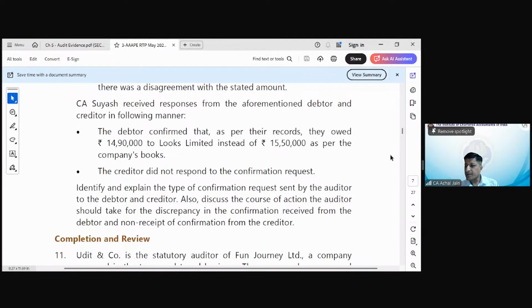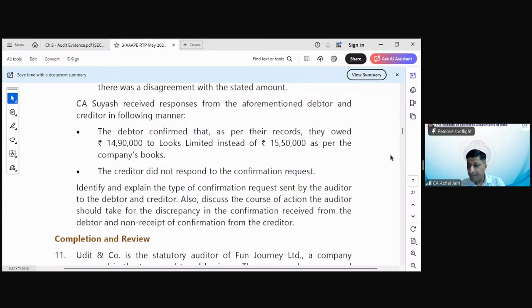Your thoughts on this? Yes, quickly. Sir, in first case, I will see what are the reasons of difference, and I will tell the entity to make a reconciliation statement, and I will scrutinize that statement, sir. Okay. Sir, CA sent the confirmation. He is asking agree and disagree.